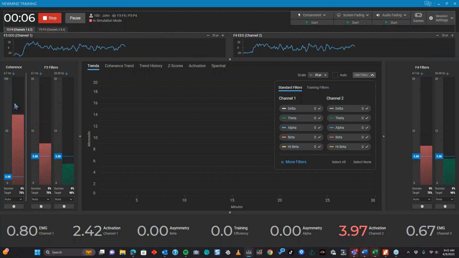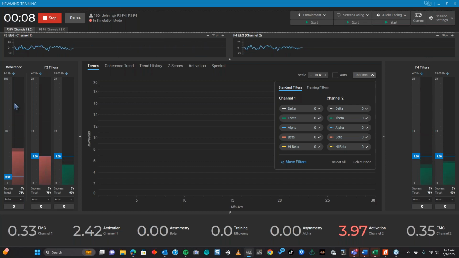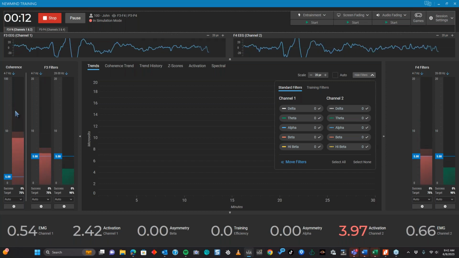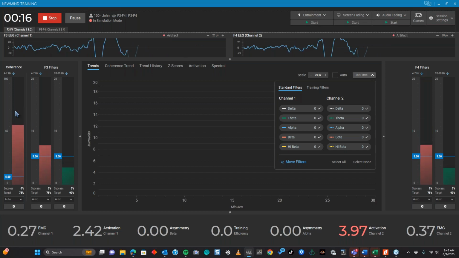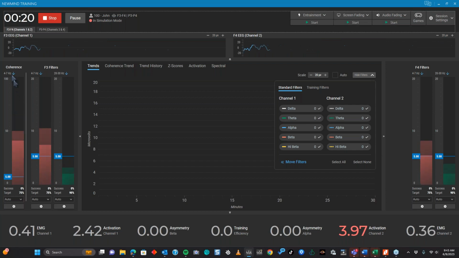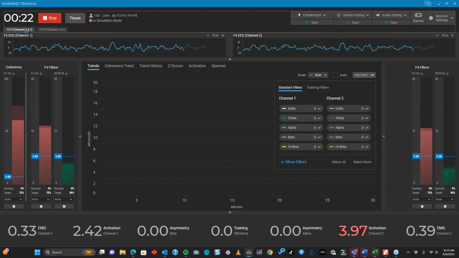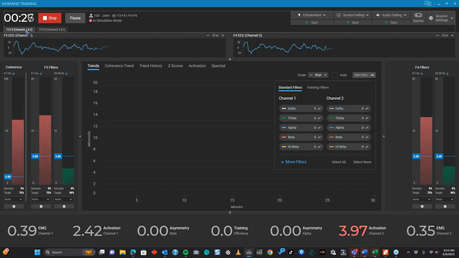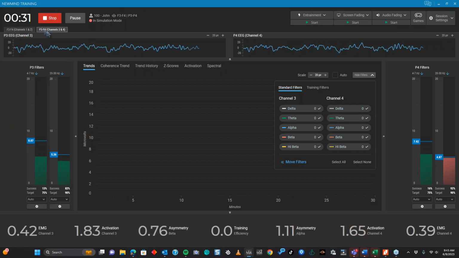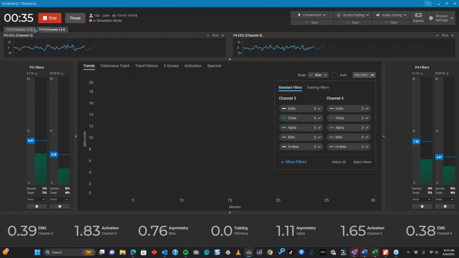But we have to remember when we're running these 4-channel multi-covariant coherence protocols that this coherence threshold is looking at not only channel 1 and channel 2, which I've just got set as F3, F4, but it's also looking at the coherence of P3, P4. So this threshold is a combination of the coherence between F3, F4, and P3, P4.